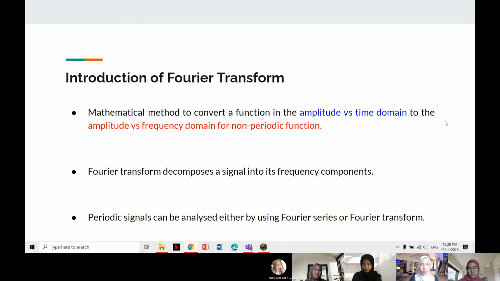This is the introduction of Fourier transform. First, it is a mathematical method to convert a function in the amplitude versus time domain to the amplitude versus frequency domain for non-periodic function. Second, Fourier transform decomposes a signal into its frequency components. Third, a periodic signal can be analyzed either by using Fourier series or Fourier transform.